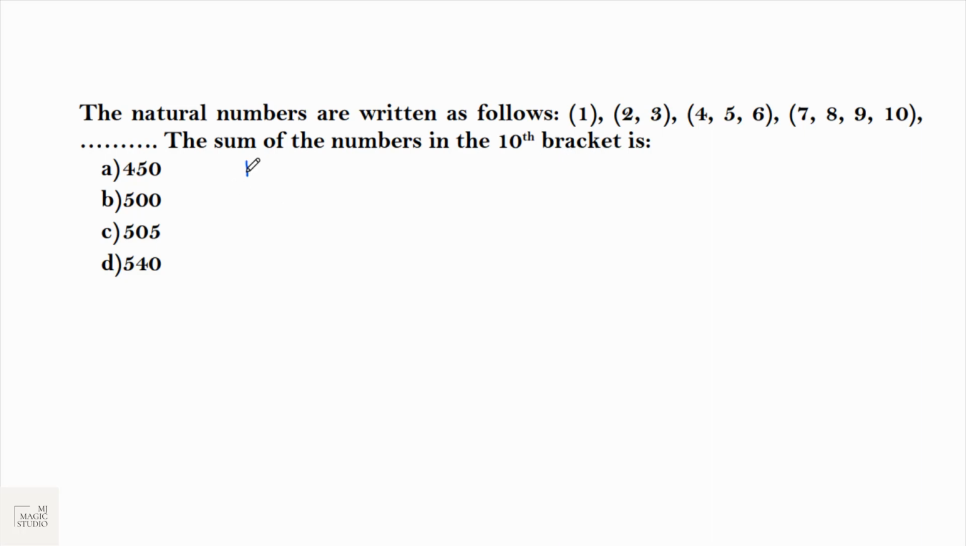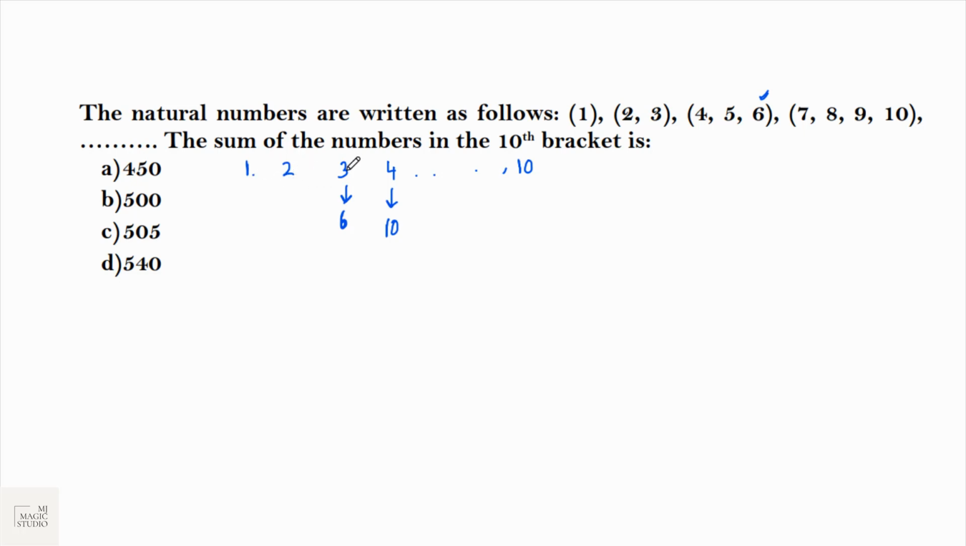We see that there is 1 element in the first bracket, 2 elements in the second bracket, 3 elements in the third bracket, then 1 plus 2 plus 3 is 6, and looking carefully we can see that 6 is the last number of the third bracket. Now there are 4 numbers in the fourth bracket. 1, 2, 3, 4 is 10. 10 is the last member of the fourth bracket. So in the 10th bracket we have got 10 members.